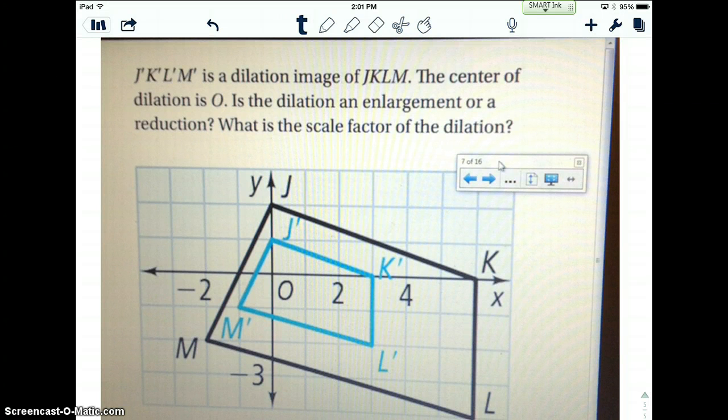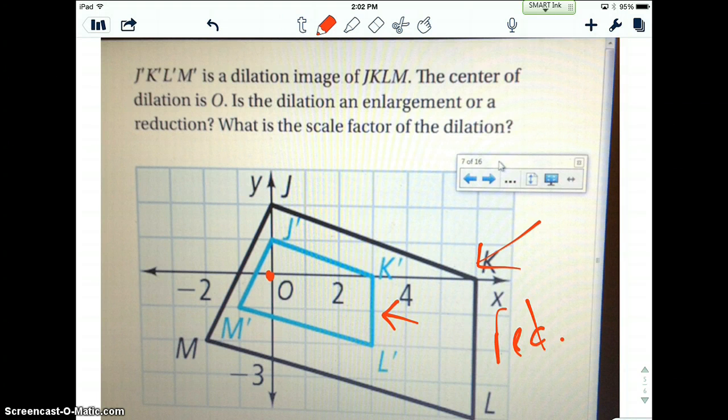JKLM prime is the dilation image. The center of a dilation is O. Is the dilation an enlargement or reduction? And then what's the scale factor? Well, it looks like you can try this on your own. Pause the video, please. Okay, from the pre-image to the image, it got smaller. So we're going to have a reduction going on. And then by how much? Well, I'd have to check with which point I want to work with. My center is at O.